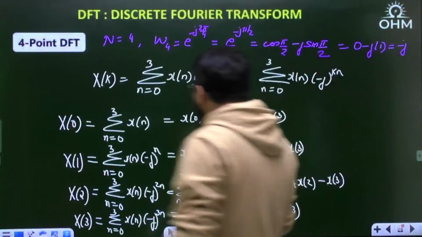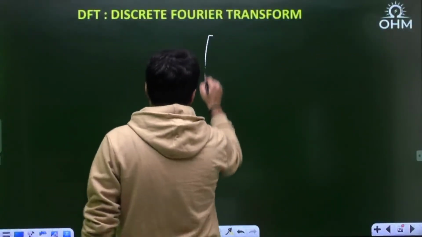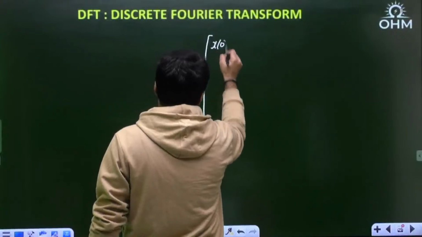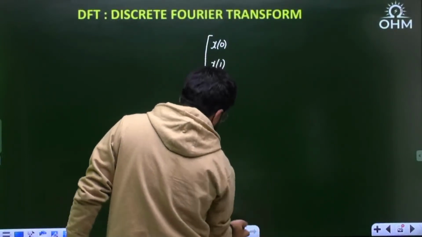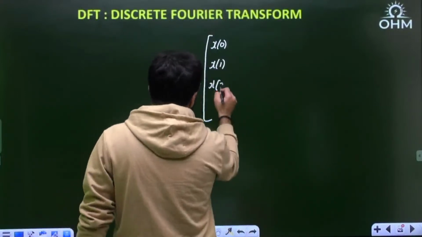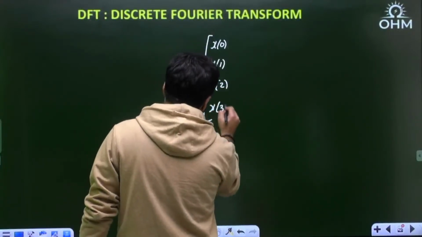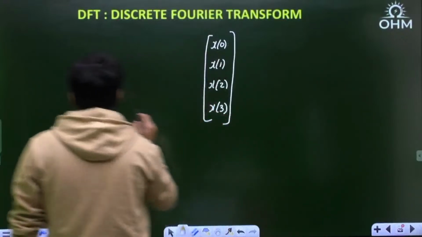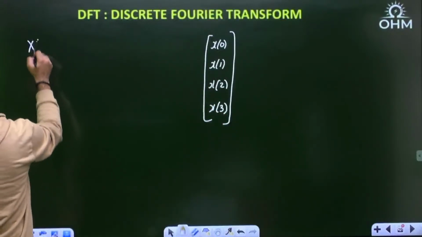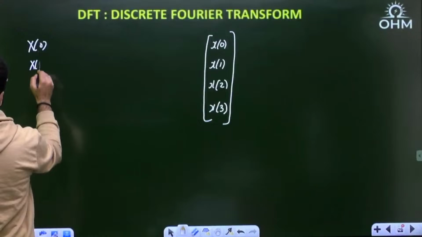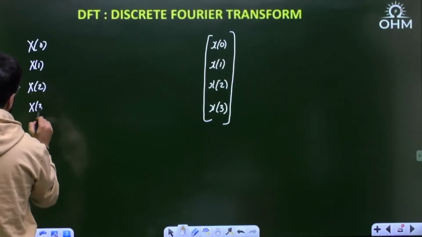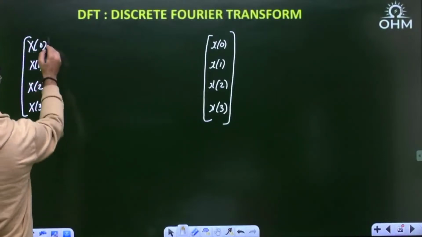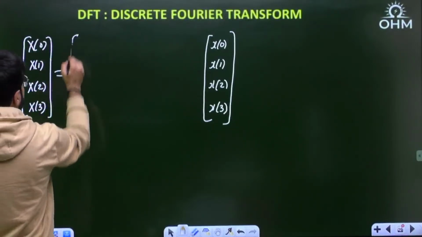Suppose I have the signal x(n) whose DFT is taken. What is the signal x(n)? x0, x1, x2, x3. This is the 4-point DT signal, and I am trying to calculate the 4-point DFT. That means I am trying to calculate X0, X1, X2 and X3.